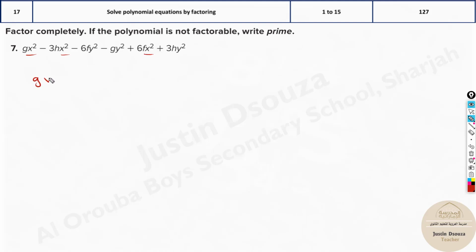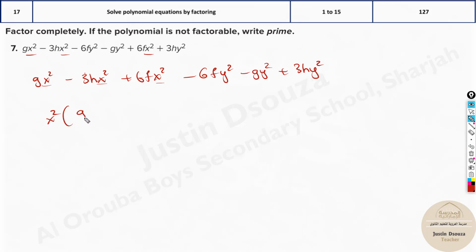So let's write them first together. x squared g, x squared minus 3h x squared, plus 6f x squared, minus 6f y squared. Remaining is y squared. So let's write them together now. And 3h y squared. Now what I will do is from all these three terms, I will remove x squared as a common term. Now what remains is g minus 3h plus 6f. Over here, what am I going to do?